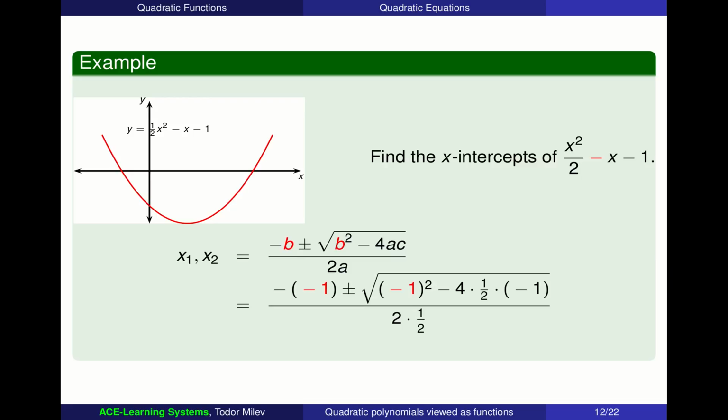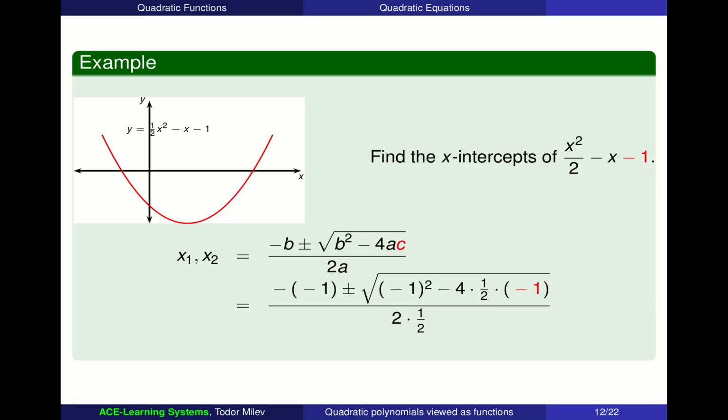What's a equal to? Well, a is equal to 1/2, right? Because I'm having here x squared over 2, which is 1/2 times x squared. So a is 1/2. And what's c equal to? Well, that's easy. c is equal to -1. Okay, so we're done with the formula. That was the whole thing.